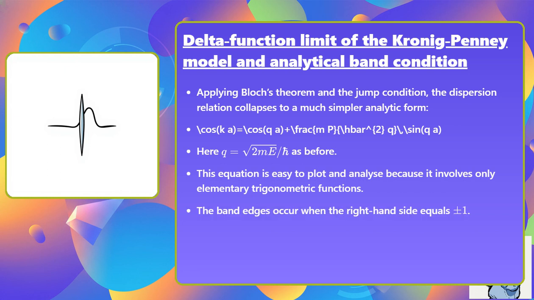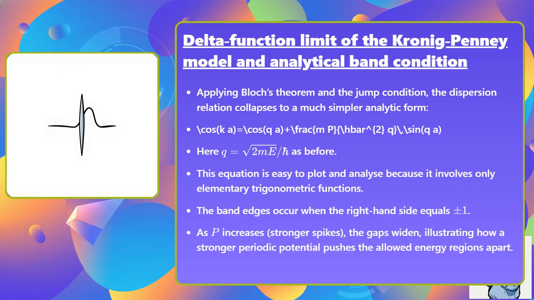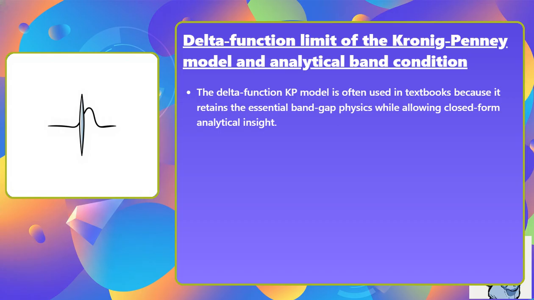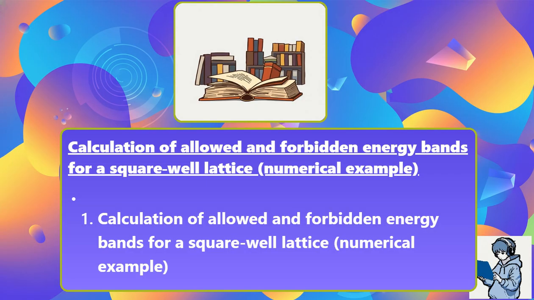The band edges occur when the right-hand side equals plus or minus 1. As P increases, with stronger spikes, the gaps widen, illustrating how a stronger periodic potential pushes the allowed energy regions apart. The delta function Kronig-Penney model is often used in textbooks because it retains the essential bandgap physics while allowing closed-form analytical insight. 5. Calculation of allowed and forbidden energy bands for a square well lattice: a numerical example.